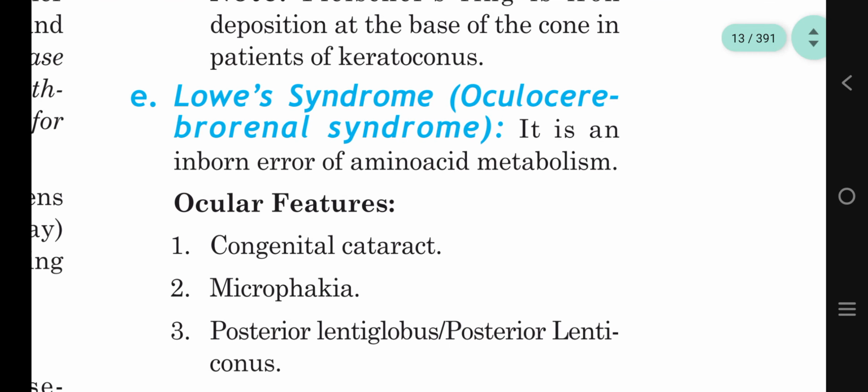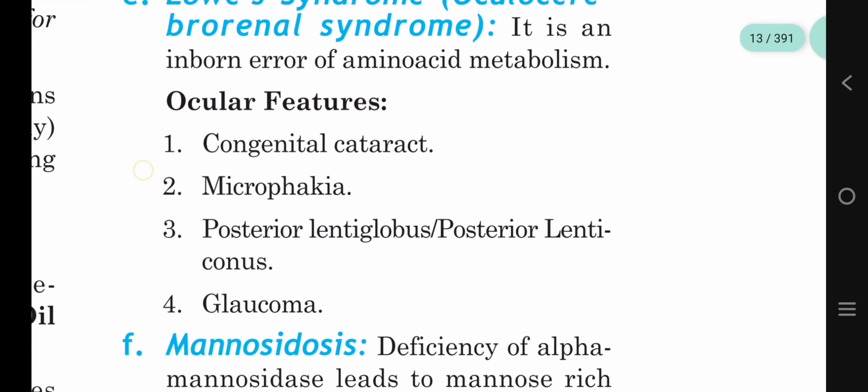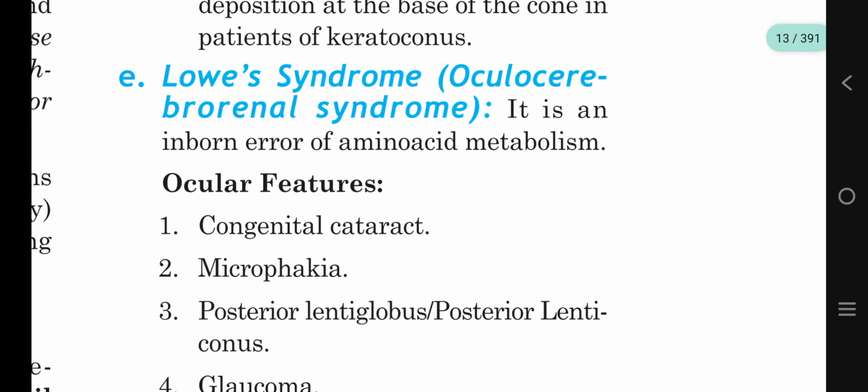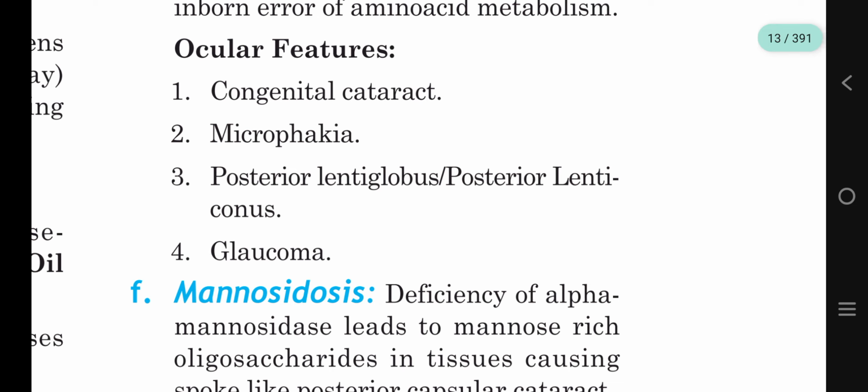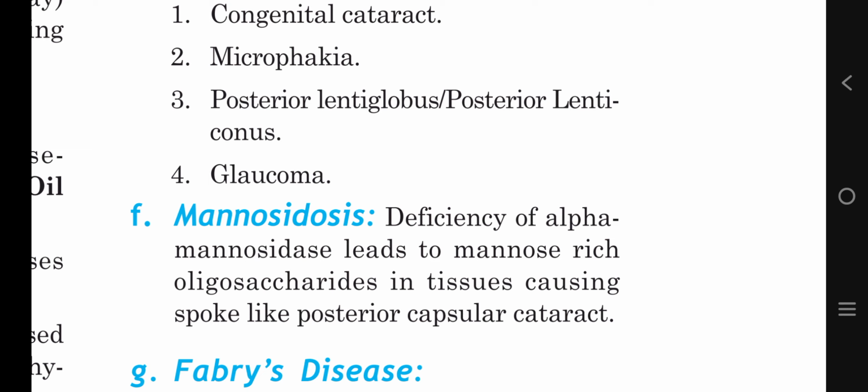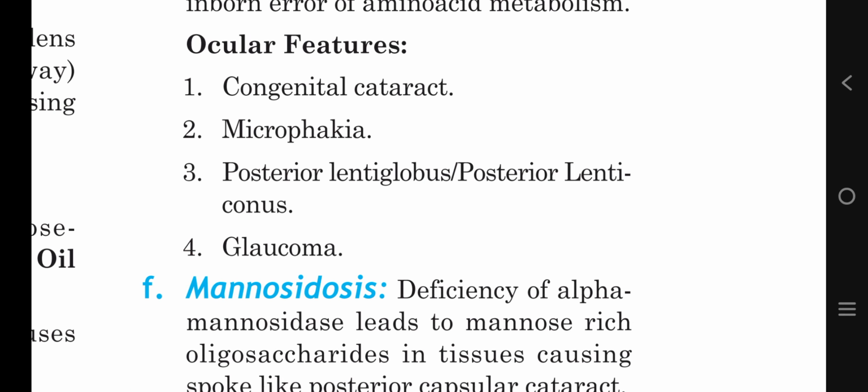Next, Lowe syndrome. Lowe syndrome comes under metabolic cataract. It is an inborn error of amino acid metabolism. What are the ocular features for it? Congenital cataract. Microphakia, it means the lens gets small or constricted. Posterior lenticonus. Lenticonus means the lens gets the shape of a cone. Next, glaucoma may be seen.